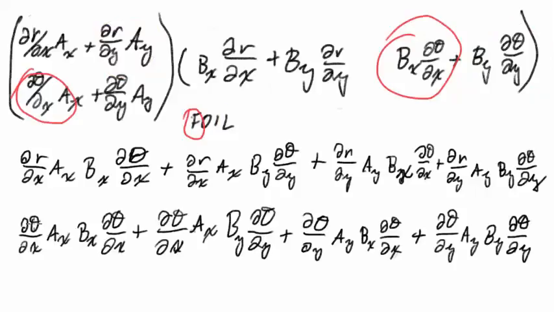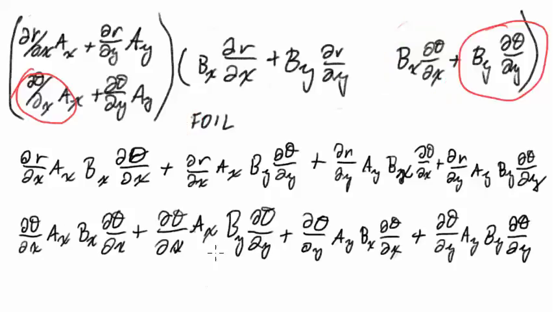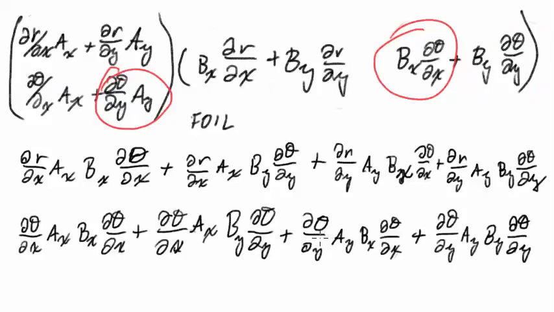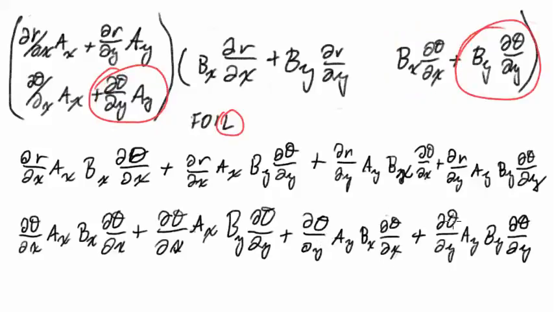On the bottom, we've got del theta del x a sub x b sub x del theta del x for first. For outer, we've got del theta del x a sub x b sub y del theta del y. For inner, we've got del theta del y a sub y times b sub x del theta del x. And for last, we've got del theta del y a sub y b sub y del theta del y.